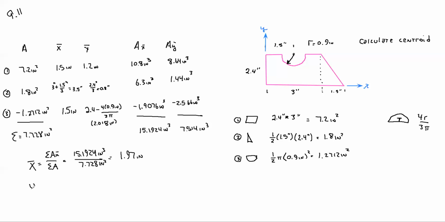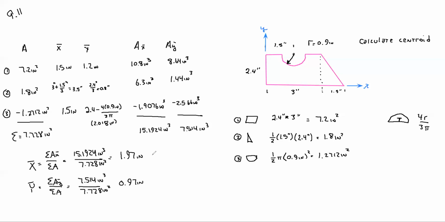And then capital Y bar, the y component of the centroid of the composite shape, is summation of A y bar divided by summation of the area. 7.514 cubic inches divided by 7.728 square inches. If you didn't notice, the numerator on this one is smaller than the denominator, so we should get a number less than 1. And in fact, we do. We get 0.97 inches.